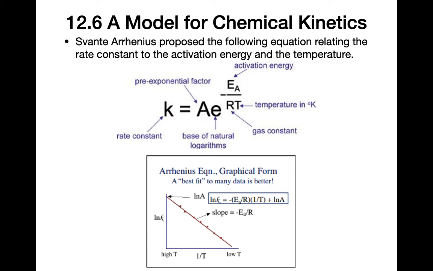That's actually in the format of y equals mx plus b if you plot natural log of k as y and 1 over T as x. And your slope of that line is going to be negative E sub A over R. So you can actually use the slope to find the activation energy. And then the ln of A is the intercept. That's just going to be the natural log of k when the temperature is infinitely high, when 1 over T becomes 0.